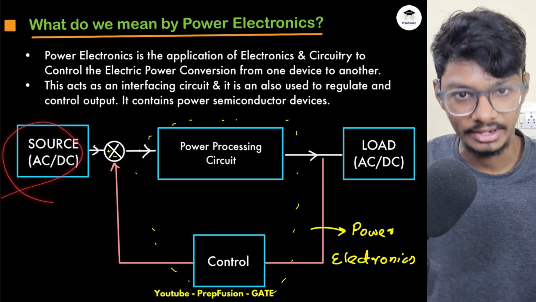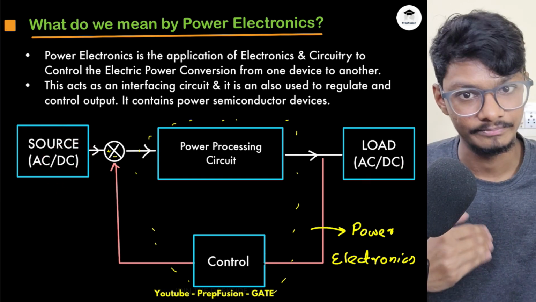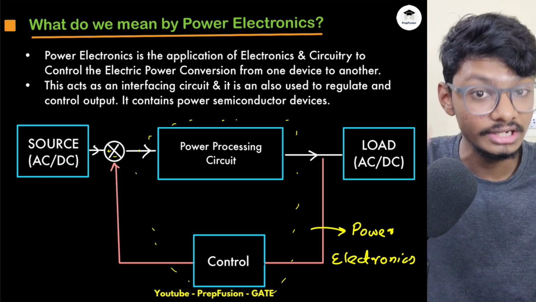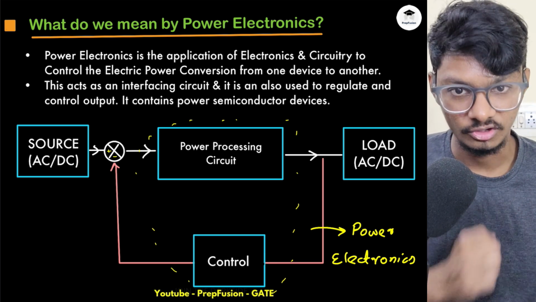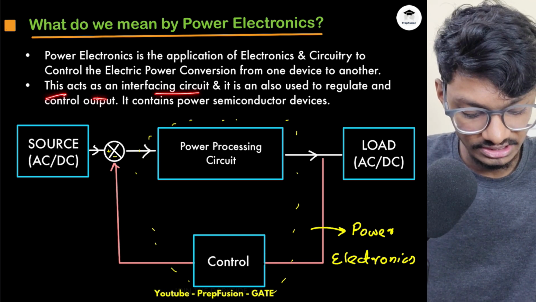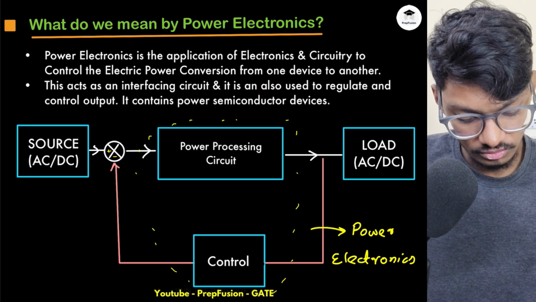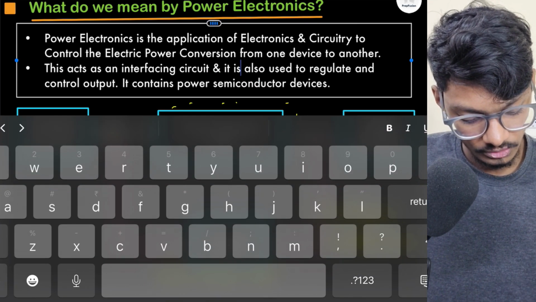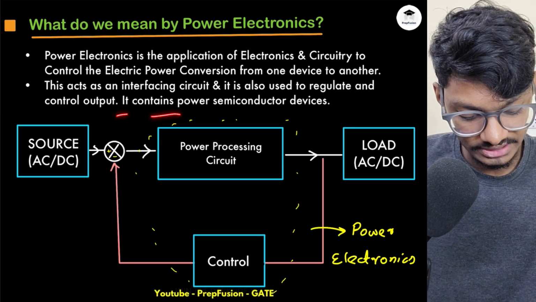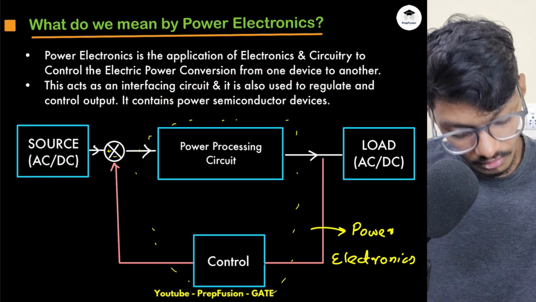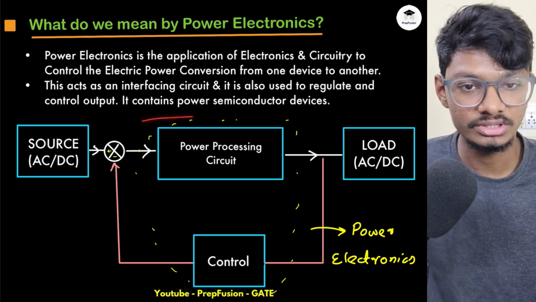So converting AC to DC, or DC to AC, or DC to DC as well, or AC to AC as well, in a controlled manner. That is the main application of power electronics. This acts as an interfacing circuit, and it is also used to regulate and control the output. It contains power semiconductor devices.